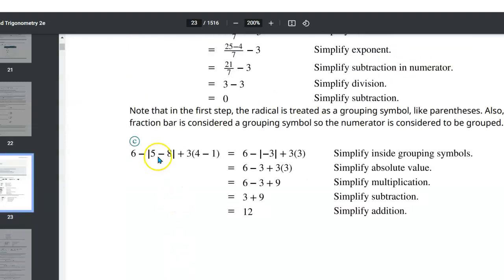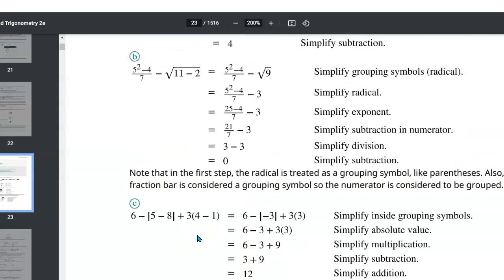Now, absolute value, remember the absolute value of 5 minus 8, that's absolute value of negative 3. Now, this negative gets killed in the absolute value, but the outside negative does not die. So this negative comes straight down. This negative dies in the absolute value. So you have 6 minus 3, and then plus the product of 3 and 3. So that's 6 minus 3 plus 9, and that's 3 plus 9, and that's 12. So just watch out for the sneaky stuff.